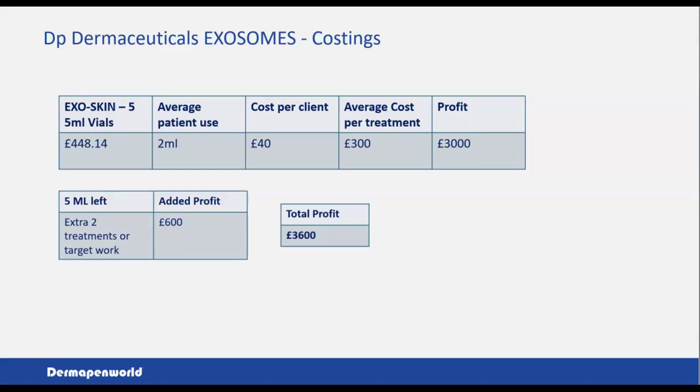However, at 2 ml, considering you get 5 ml per vial, you are now left with an extra 5 ml, which would add on another profit of £3,600. So it is a very, very cost-effective product. And because, like all the exo serums and MG serums, you can use small amounts. So if you're targeting a scar, for example, you're going to be pulling out a very small amount.